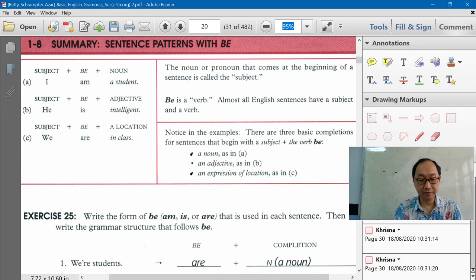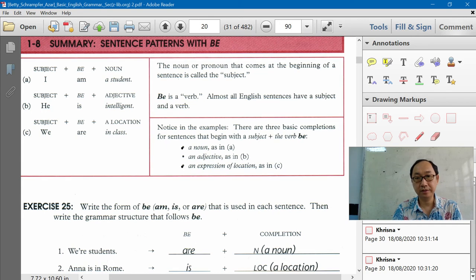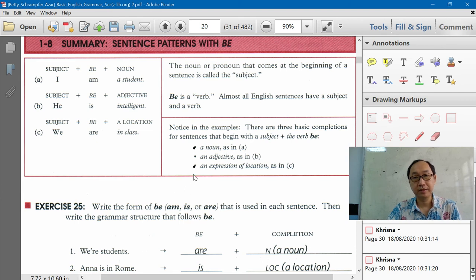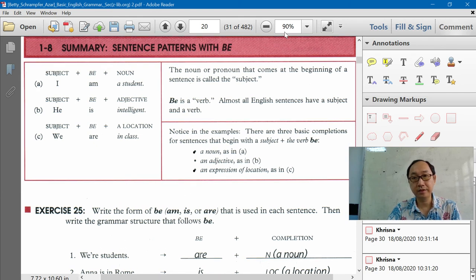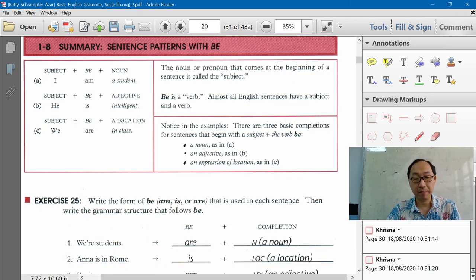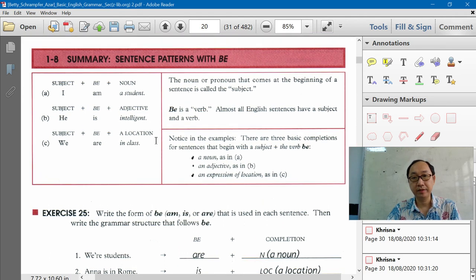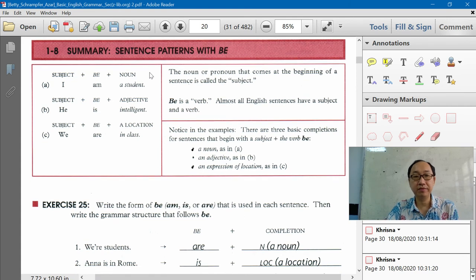Let's see. 90. Not enough. Okay. How about 85? Okay, 85. So let's have a summary.